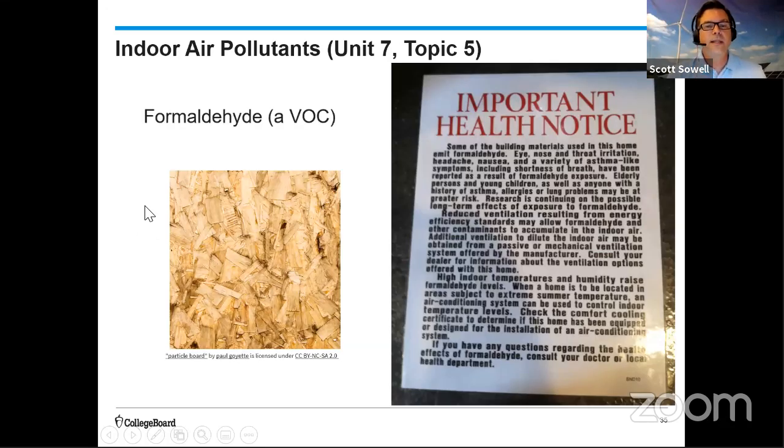So one type of VOC is formaldehyde. And one place you can find formaldehyde is in pressed particle board. Instead of using a full piece of wood, you can create particle board by gluing together little chips of wood, almost like pulp wood. It's kind of Frankensteined together from little pieces of wood. Well, the glue and adhesives and chemicals used to bind all this particle board can emit VOCs.